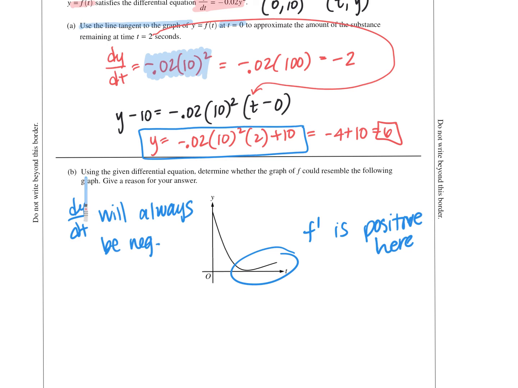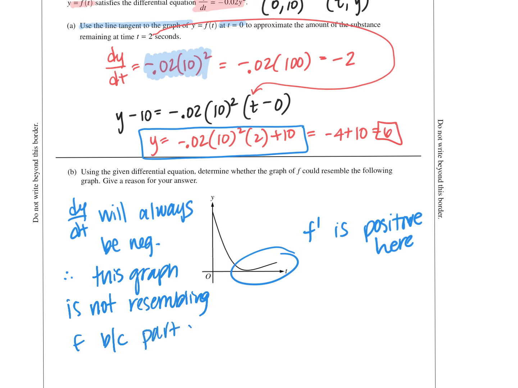Let's say that one more time. Let's answer the question. Using the differential equation, we already have this written, dy dt will always be negative. Therefore, this graph is not resembling f because part of this graph is, how could we say that? What word could we use there? Or we would just say because f prime is positive here, or my function is increasing because this graph is increasing.